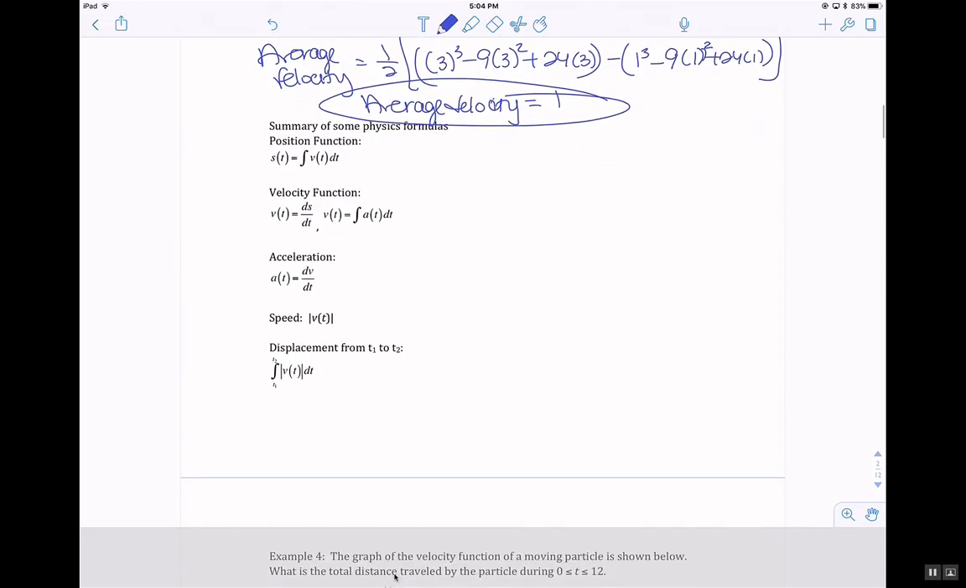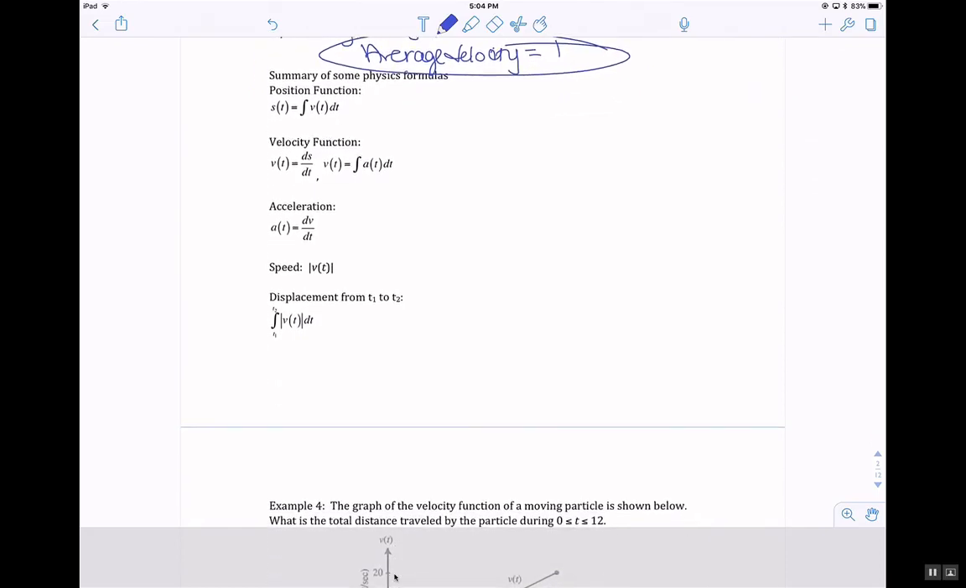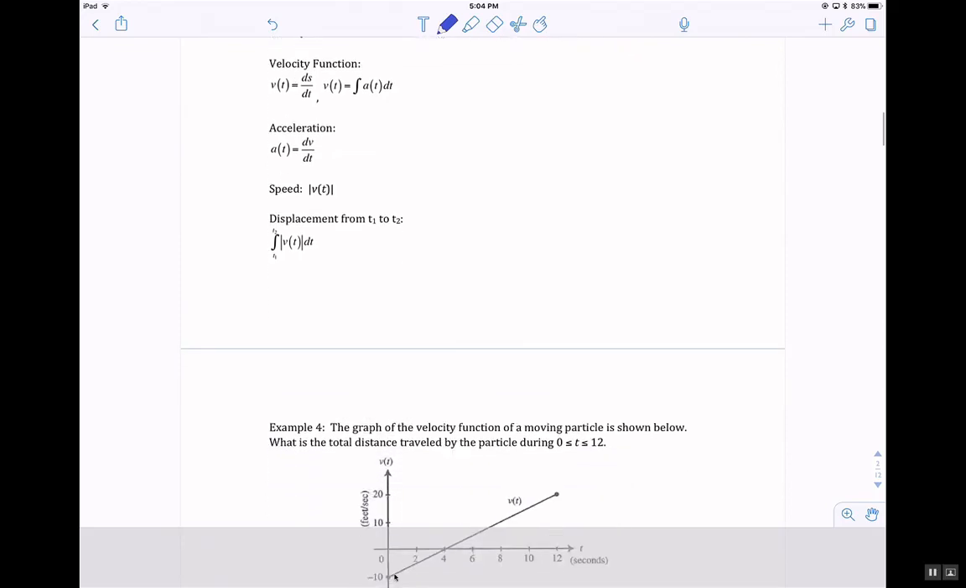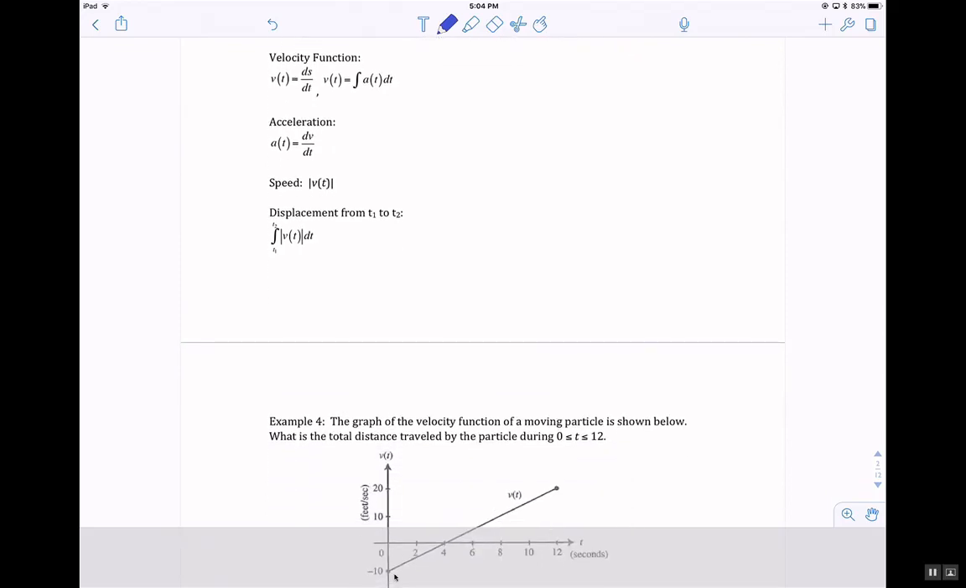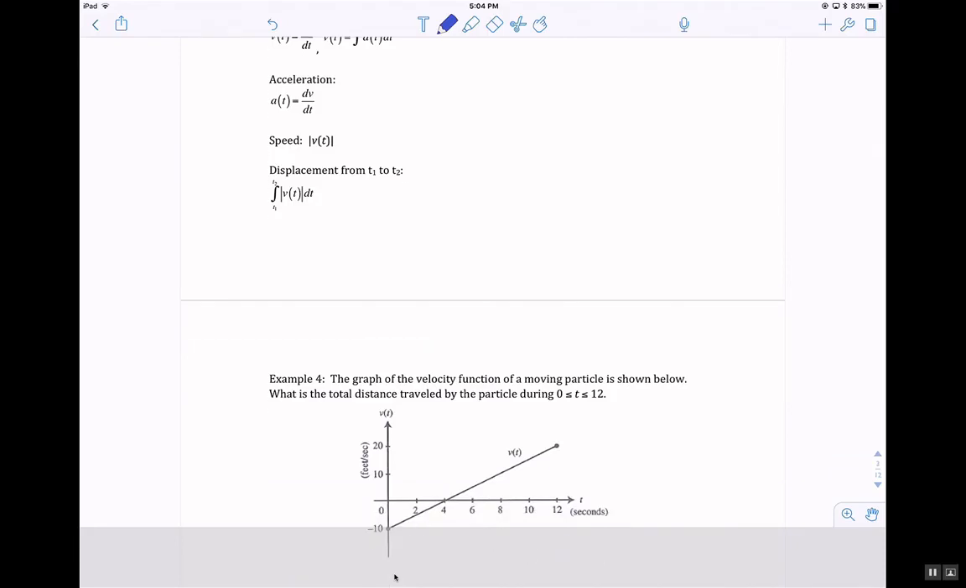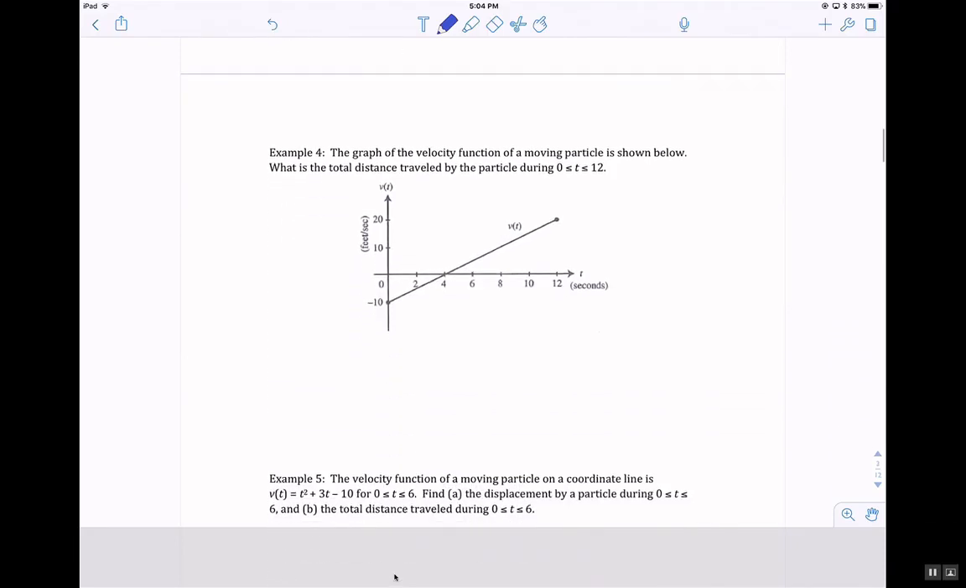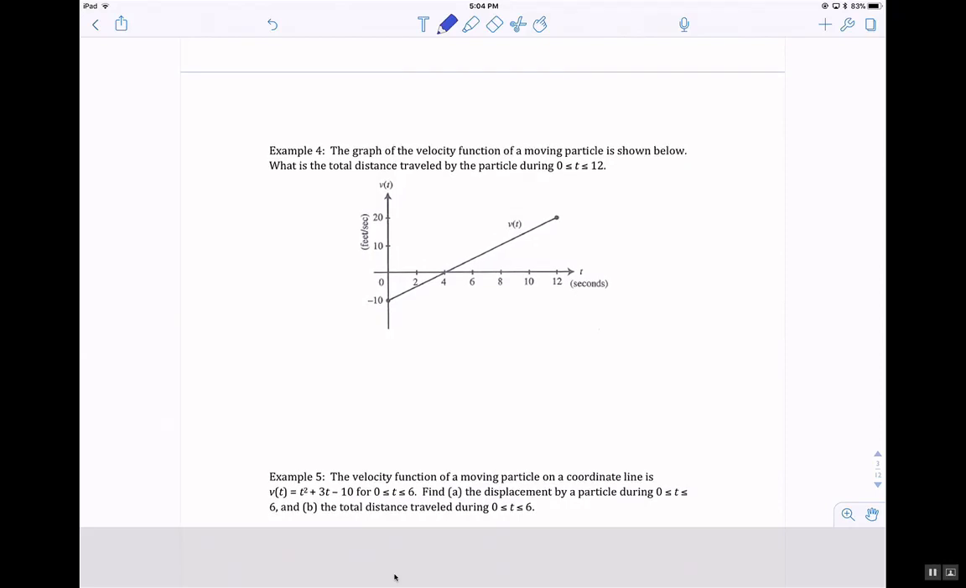Position is the antiderivative of velocity. Velocity can be the antiderivative of acceleration. Speed is the magnitude of velocity, and displacement is the antiderivative. We can talk about total distance traveled. Total distance traveled is the area under the curve, and make that positive.